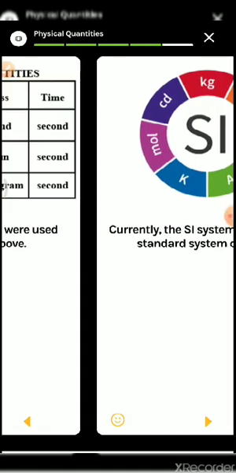Now let us see what the fundamental quantities are in various systems of units. There are three systems mainly used previously. The first one is FPS, the full form of which is foot pound second. CGS is centimeter gram second. MKS is meter kilogram second. These are some systems which were used earlier.